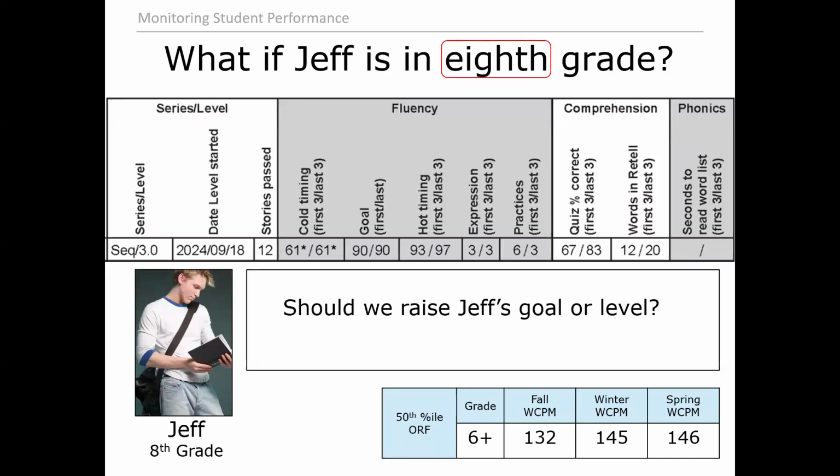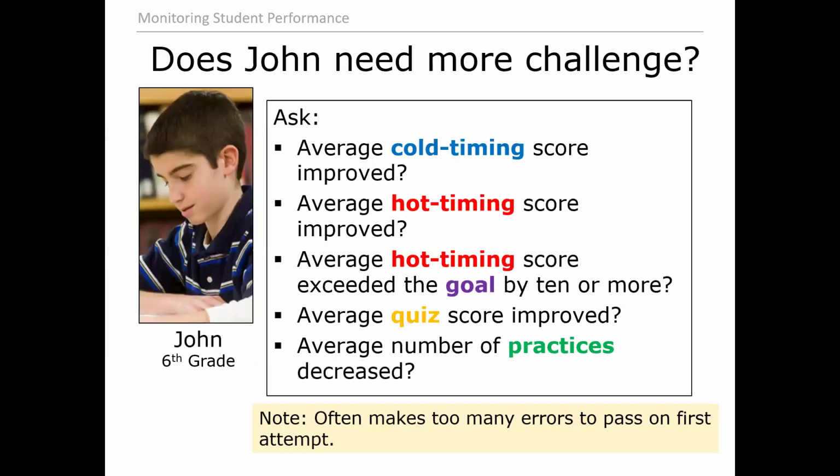With older kids and kids who are many, many years below grade level, you are going to be more aggressive with their level raise because you don't have an option. You got to get him in harder material. He's got to see more challenging words and more difficult content. And so if Jeff was my student as an eighth grader, I would put him in the higher level of 3.5.